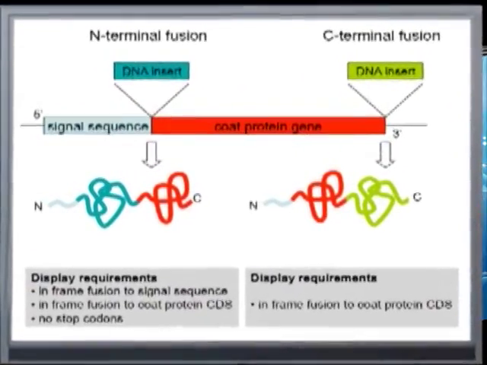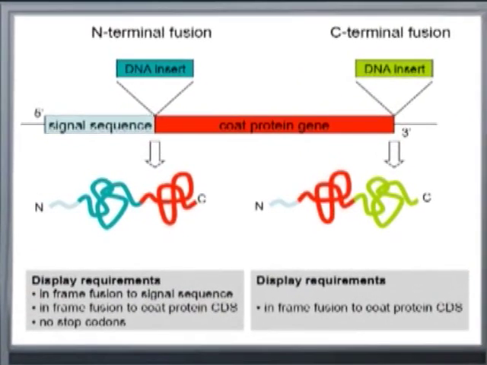The signal sequence is the amino acids that will target the synthesized or translated proteins onto the cell membrane of the bacteria. And so you introduce the DNA just between the signal sequence and the open reading frame of the coat protein gene, or at the end of the coat protein gene. This is very important because in that way you don't disturb the production of the coat protein.